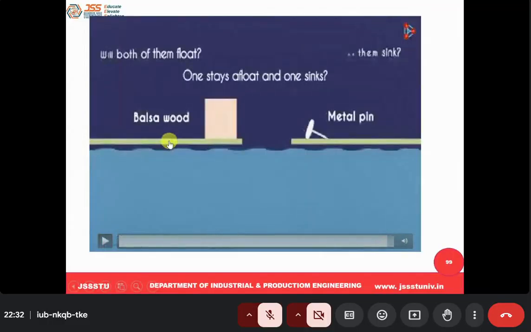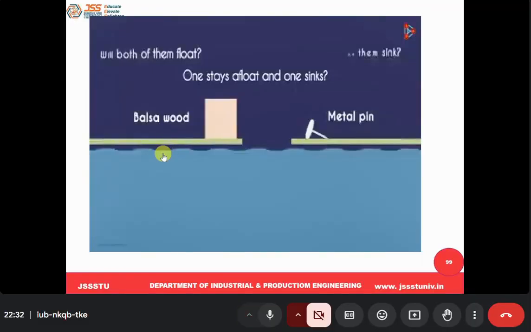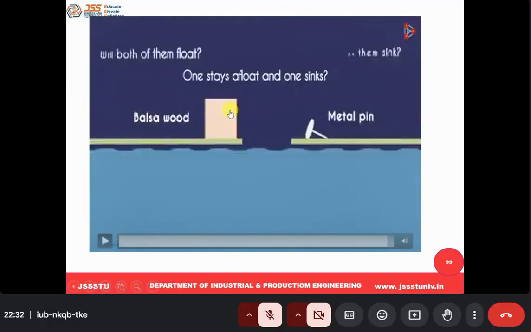So I think you know the question is, there is a wood and a pin. Which one is going to float? Wood will float, but the pin will sink. If we see, wood is bigger than the pin, but the wood will float and the pin cannot. Then what is the reason behind that? Density, the density of the material.